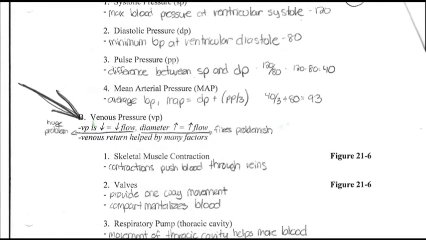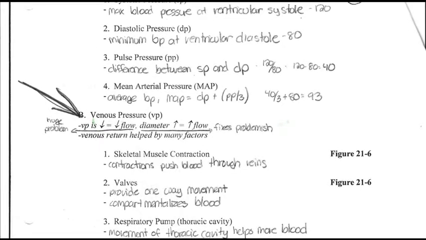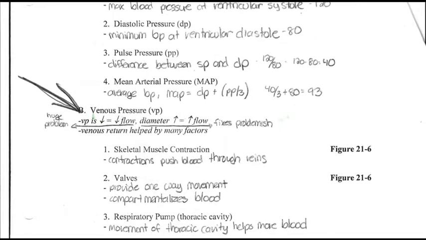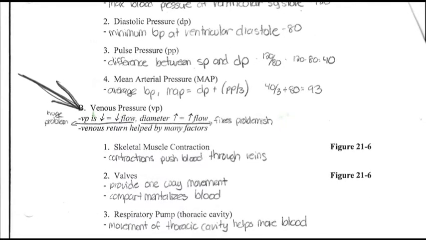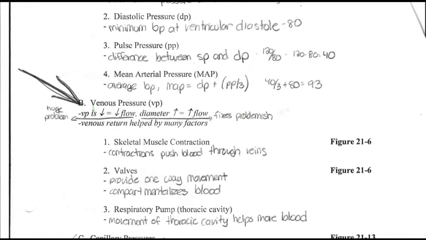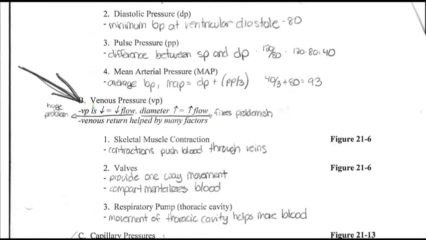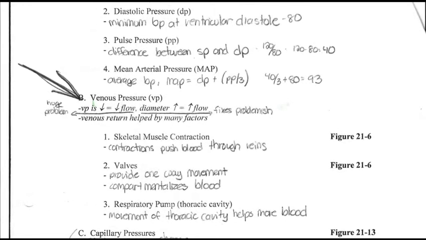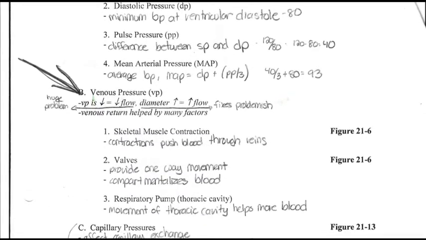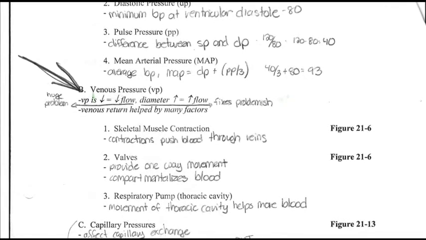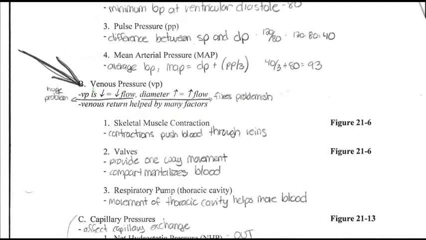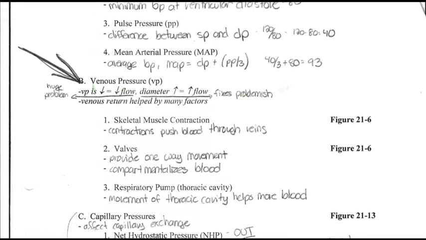Mean arterial pressure, MAP. This is the average blood pressure. MAP equals diastolic pressure plus 1/3 of the pulse pressure. So therefore, if we're using the example from above and we have a pulse pressure of 40, we would take 40 divided by 3 and add 80 to that. This would give us a mean arterial pressure of 93.